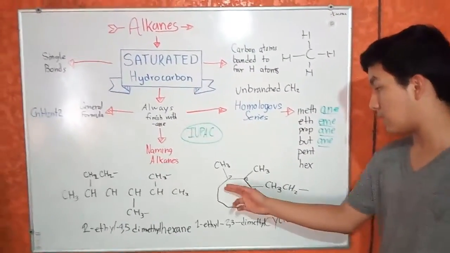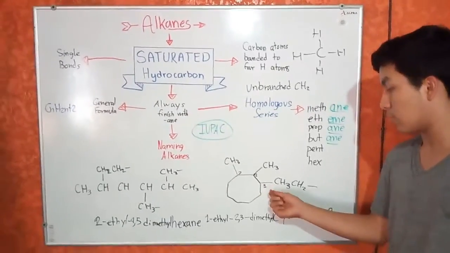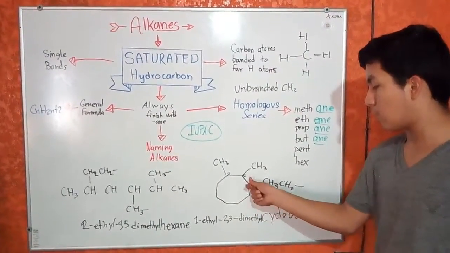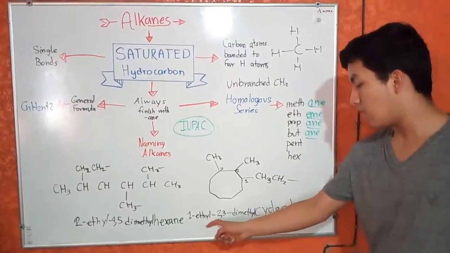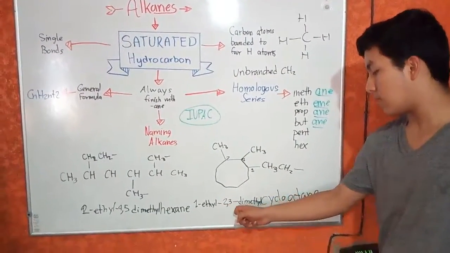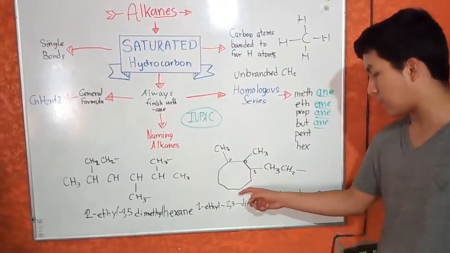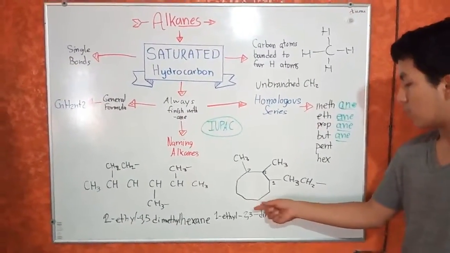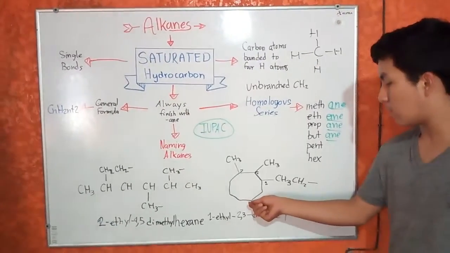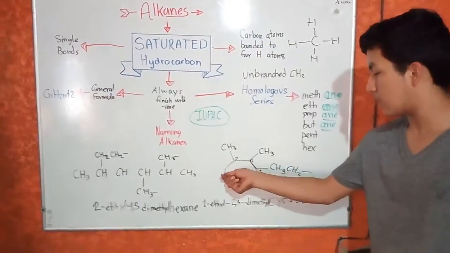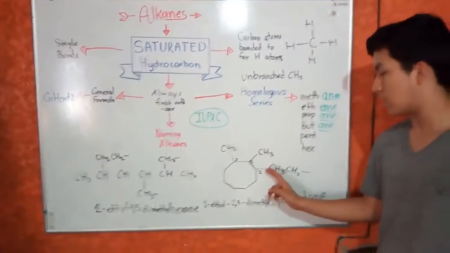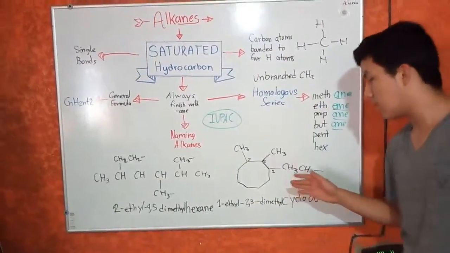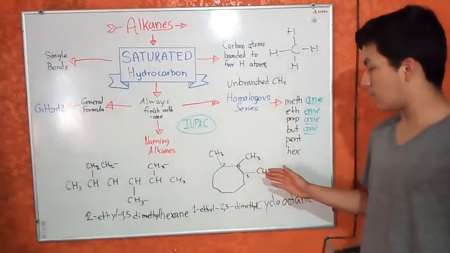So in this case, we have a methyl and an ethyl, so we can start from the right to the left. So we have 1, 2, and 3. So 1-ethyl-2,3-dimethylcyclohexane, because we have 8 carbons bonded to the hydrogen. It's like 1, 2, 3, 4, 5, 6, 7, and 8. So we are just going to count the 3 because this is where the substituents are going to be found.